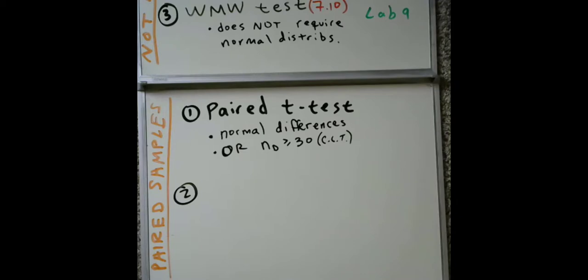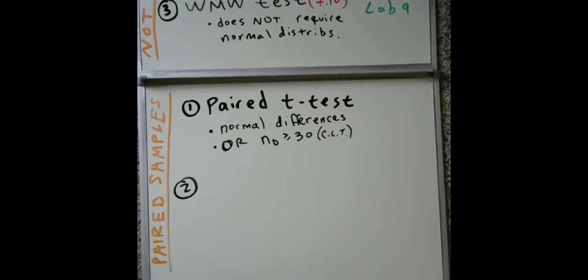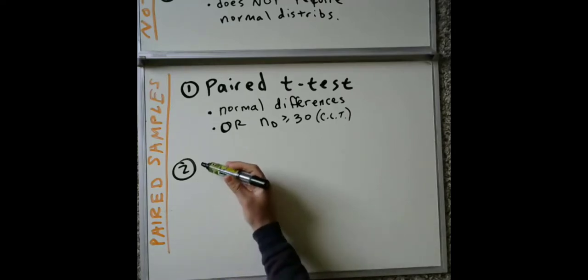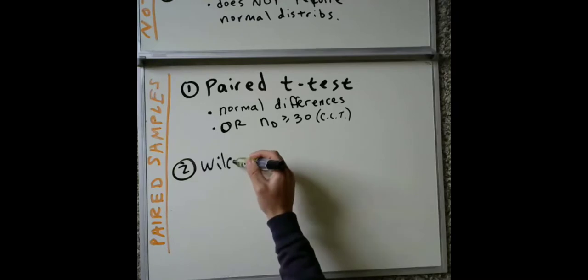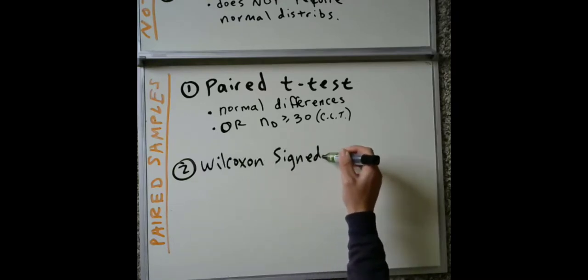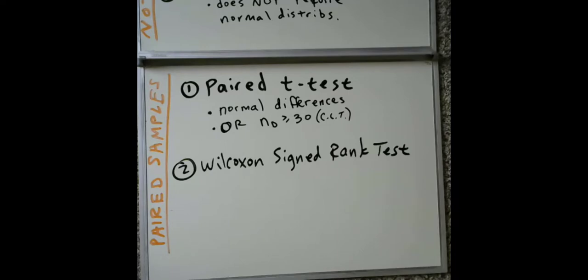And we saw, well, what do we do if we cannot meet that requirement? We still have a backup test. This is called the Wilcoxon-Signed-Rank Test. Our methods to make comparisons for paired samples mimicked or mirrored what we did in chapter 7.